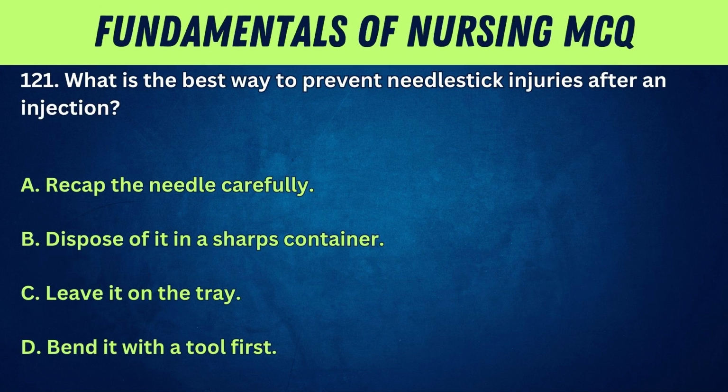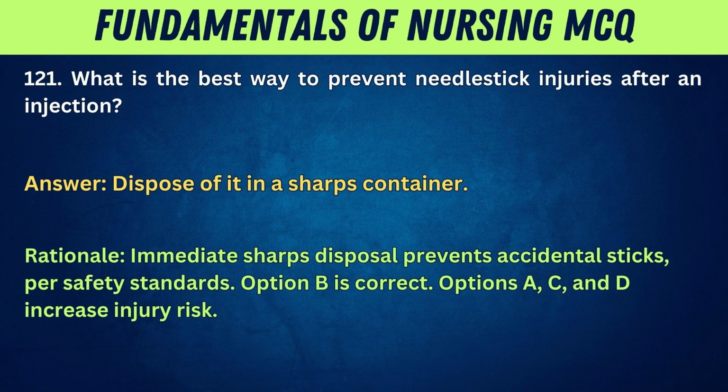121. What is the best way to prevent needle stick injuries after an injection? A. Recap the needle carefully. B. Dispose of it in a sharps container. C. Leave it on the tray. D. Bend it with a tool first. Answer: dispose of it in a sharps container. Rationale: immediate sharps disposal prevents accidental sticks, per safety standards. Option B is correct. Options A, C, and D increase injury risk.